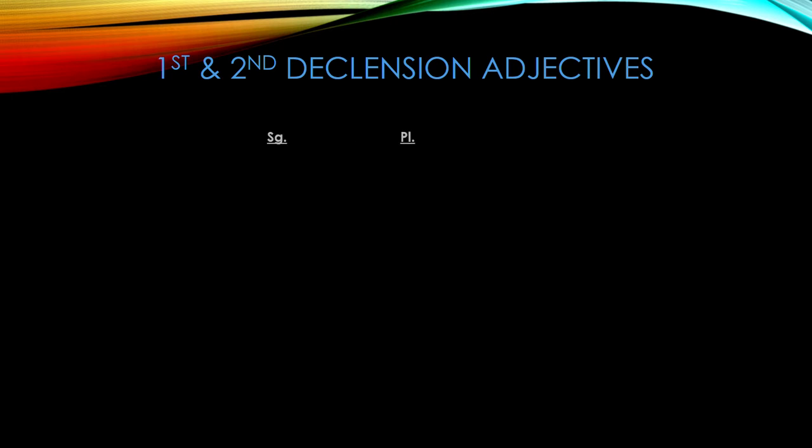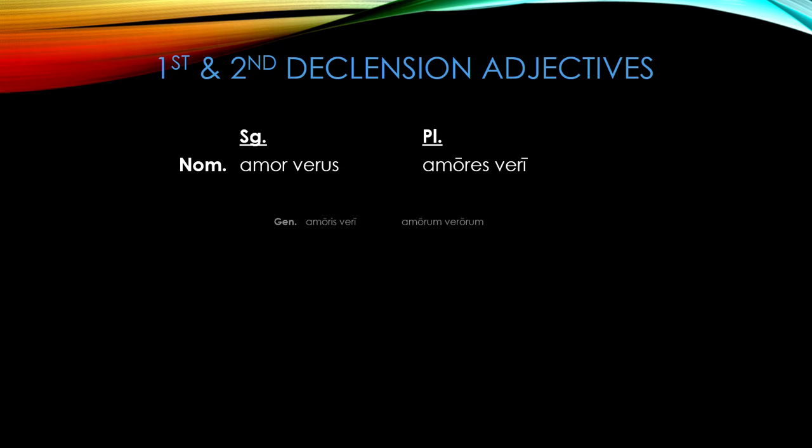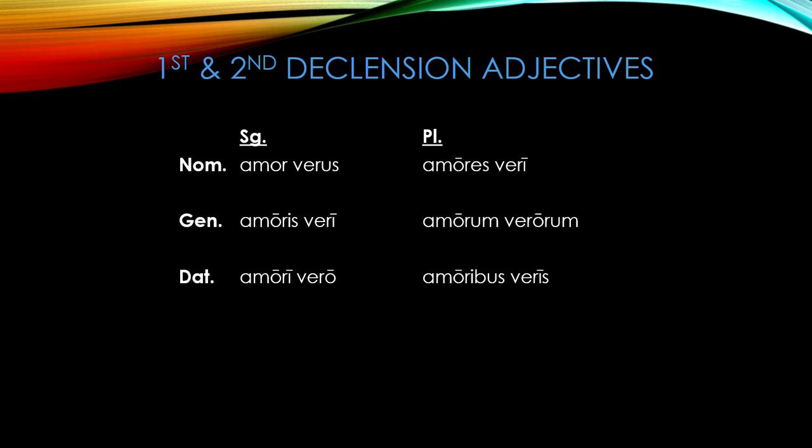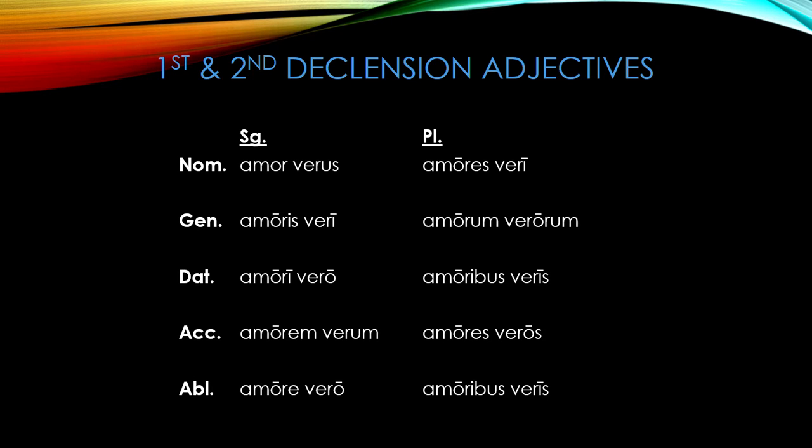As of now, we've only been introduced to first and second declension adjectives. These adjectives follow the declension of first and second declension nouns. Despite the fact that they are first and second declension adjectives, they can be used to describe third declension nouns. An example of this can be seen in the masculine declension of amor veris on your screen.